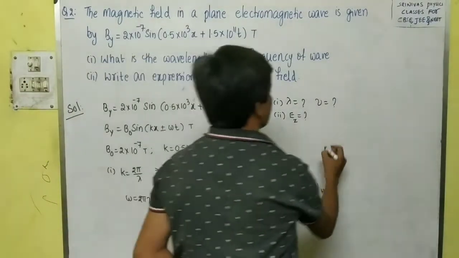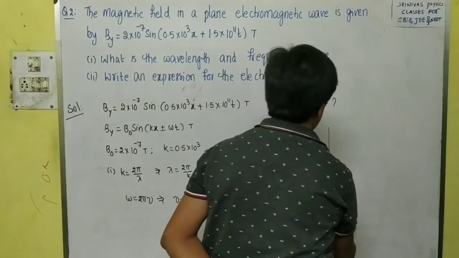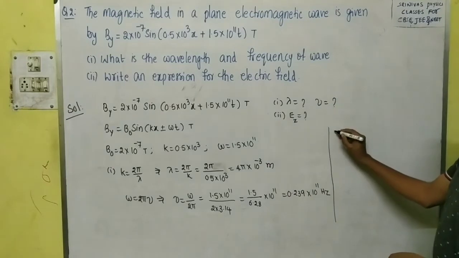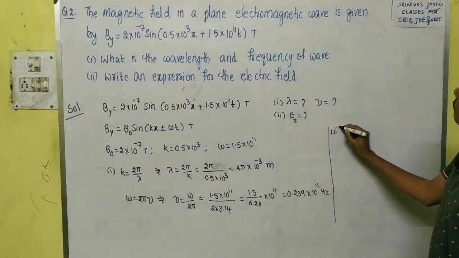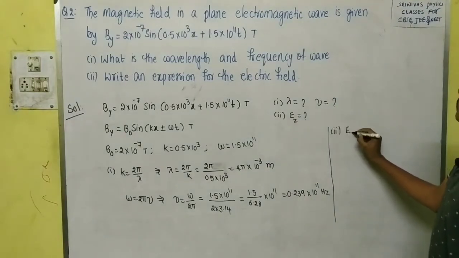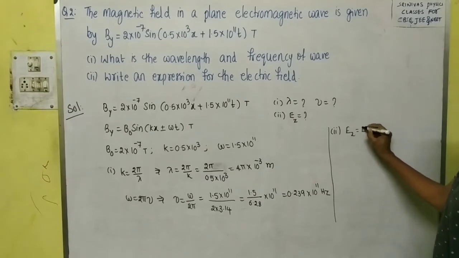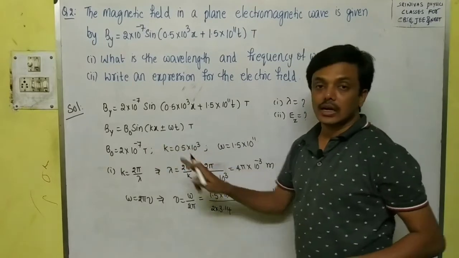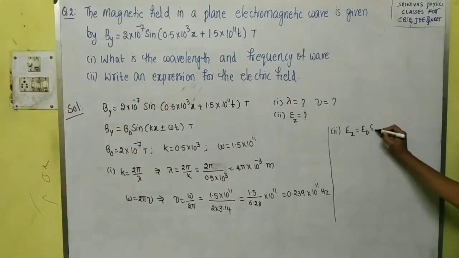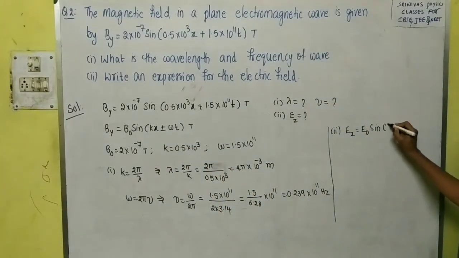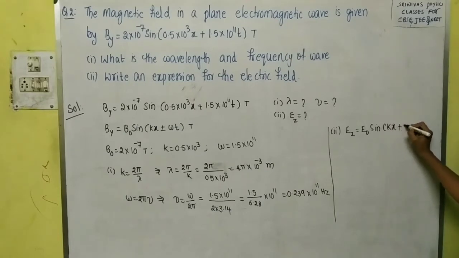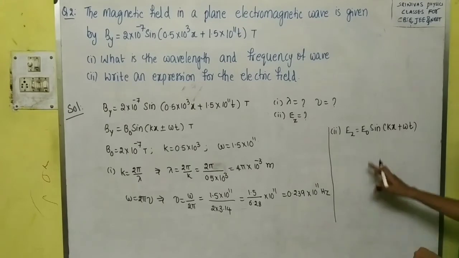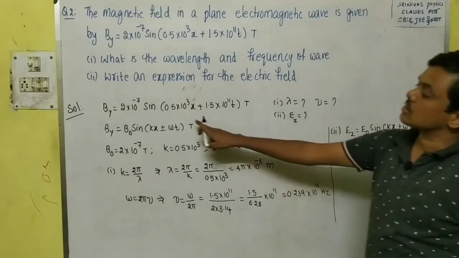Then they are asking one more thing. The second question asks to write the equation for the electric field, the Ez equation. We write the electric field equation as E = E0 sin(kx + ωt). That's all, it was very simple. The same formula, and we know kx + ωt is this one only.